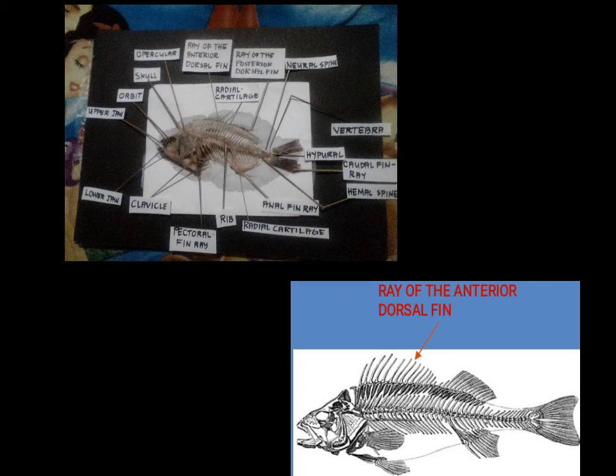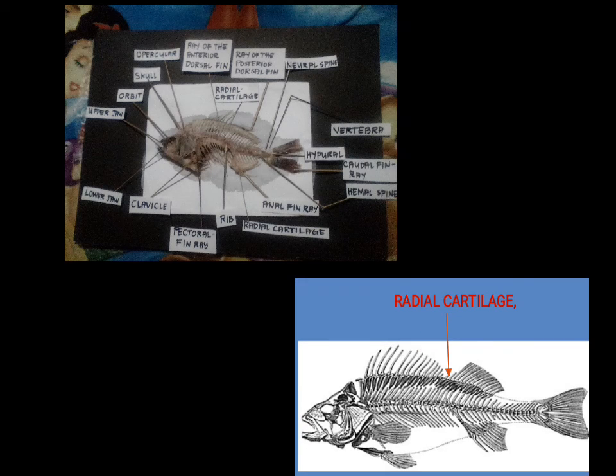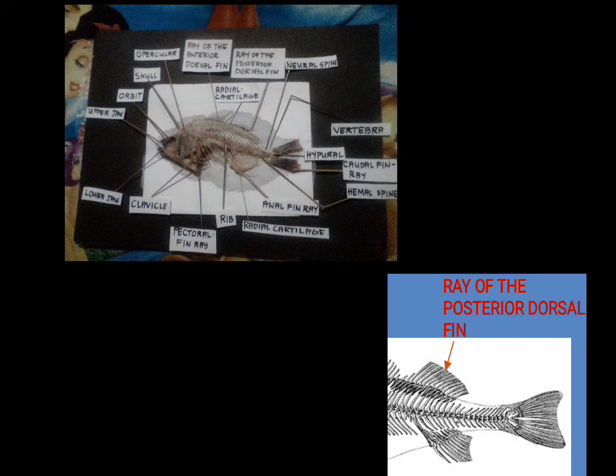The rays of the anterior dorsal fin are each of the small bones forming the front fin on the back of a fish. And radial cartilage is an elastic substance of the radius. Then, the rays of the posterior dorsal fin are each of the small bones forming the rear fin on the back of a fish.